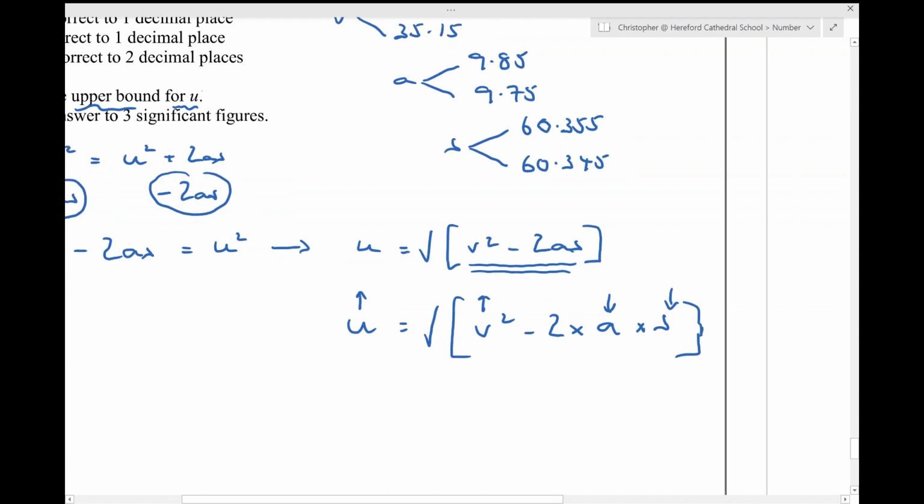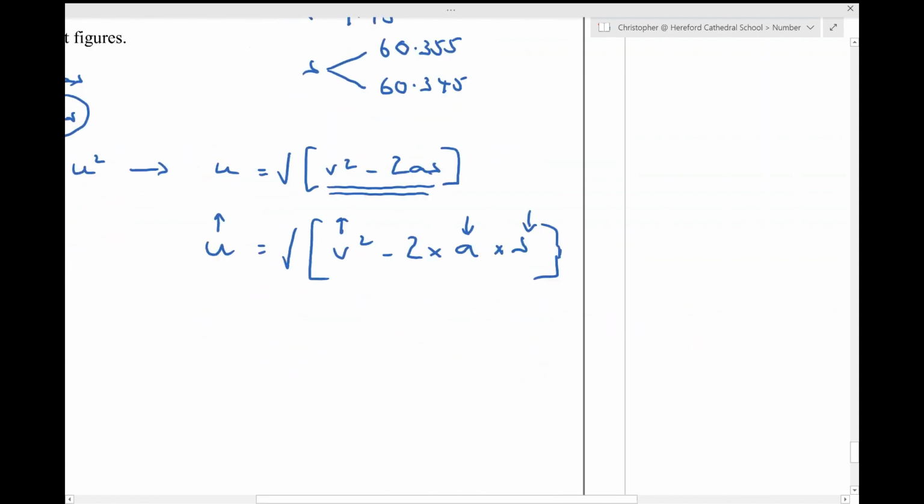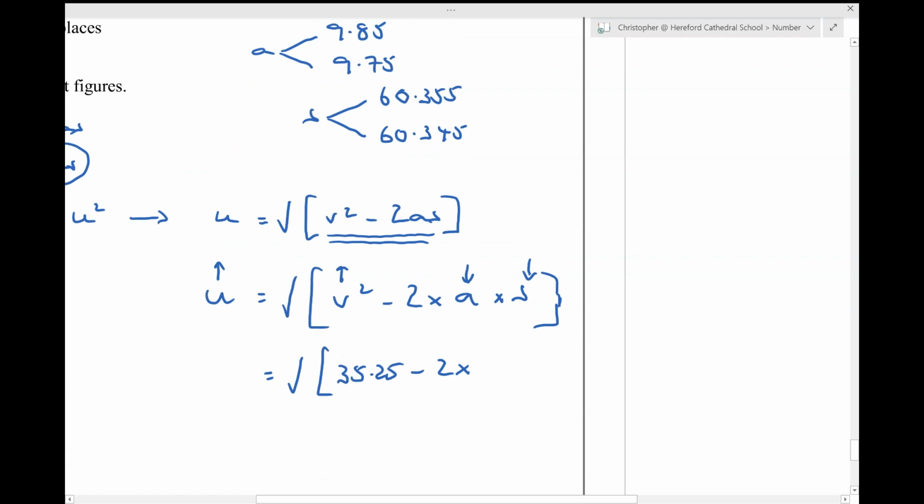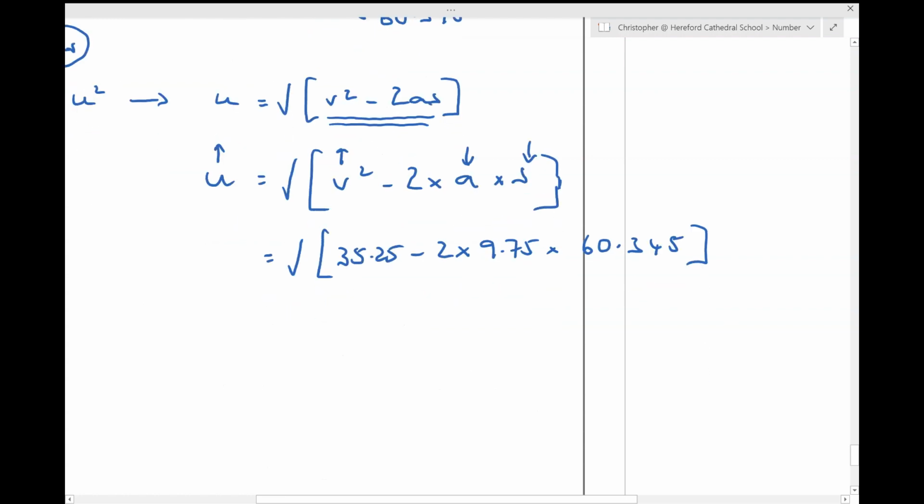So now I know exactly what I'm doing. I can simply substitute in my values here. So my value for v, I wanted the largest possible v, 35.25, minus 2 times the lowest possible a, 9.75, multiplied by the lowest possible s, 60.345. Good. So now it's just a question of putting these numbers into my calculator.